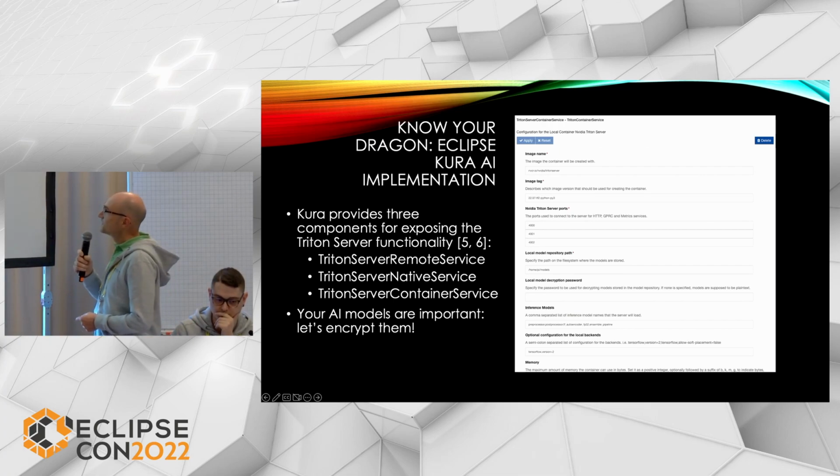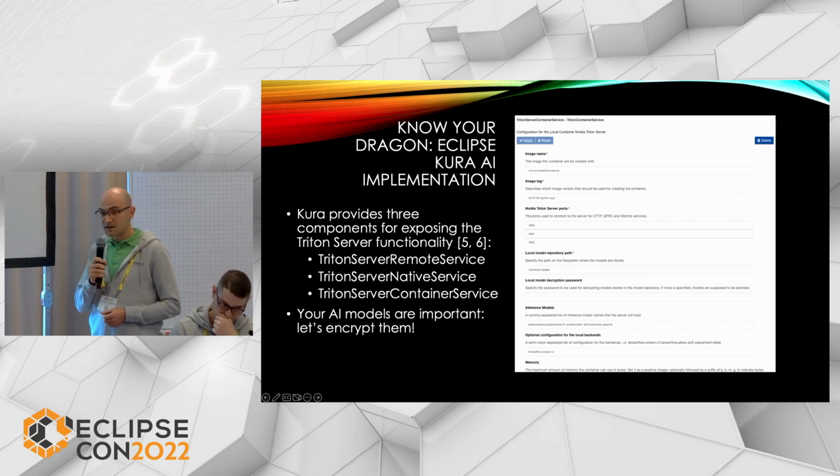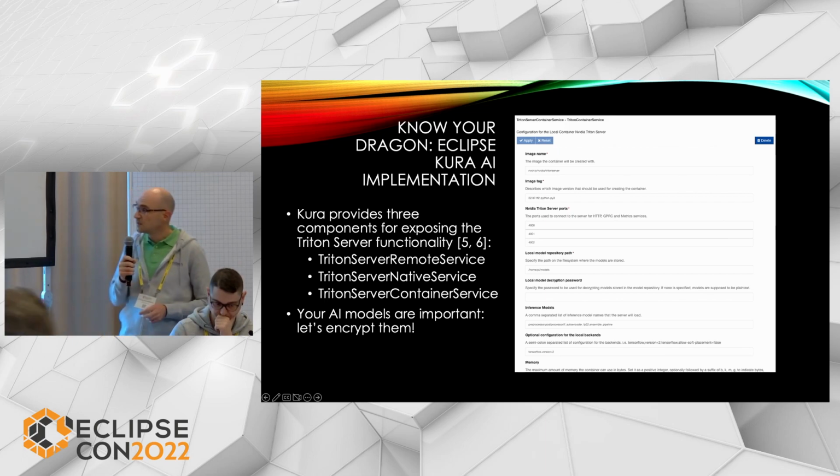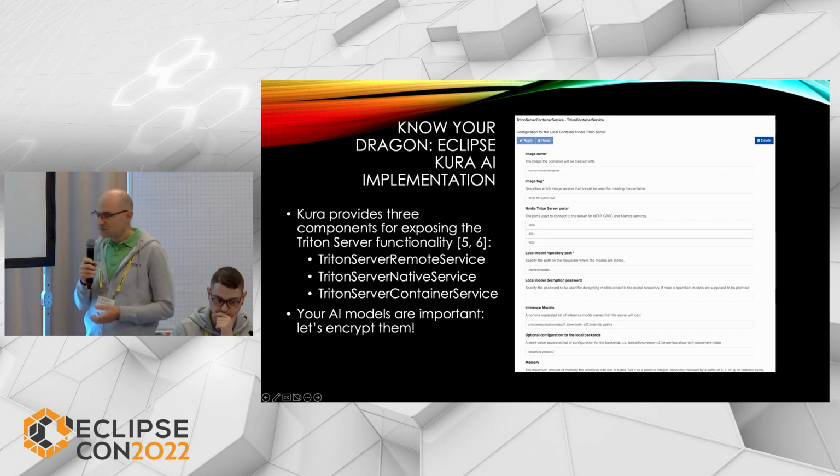Kura implements the Triton server by providing three different components, depending on where the Triton server is running. We have a native service when the Triton server is running natively on the edge device, or we can have the remote service where the Triton server is running somewhere else, on a different laptop, on the cloud, and so on. And also a container service, where the Triton server is running in a containerized version on the device or somewhere else. And finally, we also added an important feature that helps protect the models on the device.